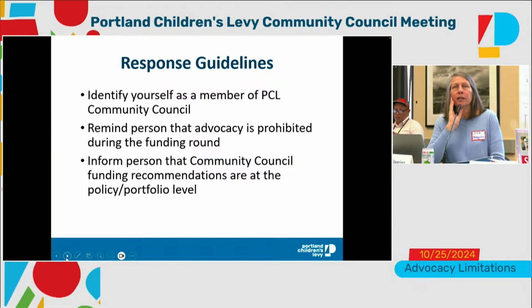So if you encounter that, if you're out in the community and you are talking to folks who work for grantee organizations, or you're talking to folks from organizations that serve children and families and might be applying, there are some things you can do if you think that you're being advocated to or potentially might be. One is just to identify yourself as a member of the council, because a person might not know, especially if they're just an acquaintance. Maybe remind them that advocacy isn't allowed, and so you have a way to cut off the conversation if you need to.